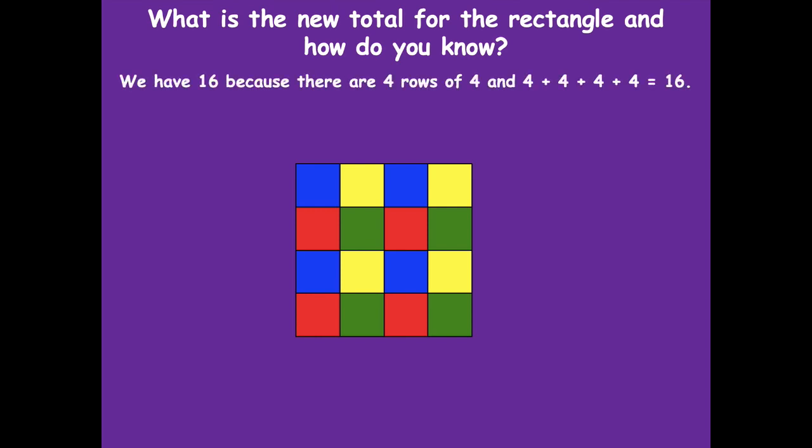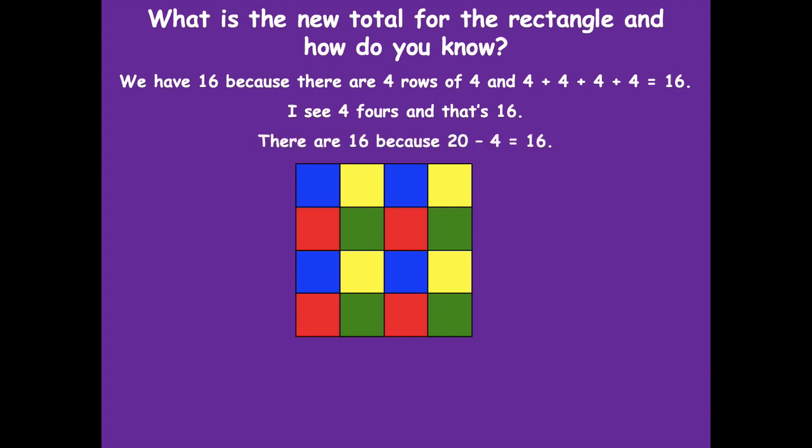Yeah, so we have 16 because 4 rows of 4. And that's 4 plus 4 plus 4 plus 4 equals 16. I see 4 4s, and that's 16. Huh, that's good. That's what another friend said. And then another friend said there are 16 because 20 minus 4 equals 16. So again, they're taking our last array, which had 20 in it, and they're subtracting 4 from one row. That gives us 16. All right, I love that there's different ways to explain our thinking.